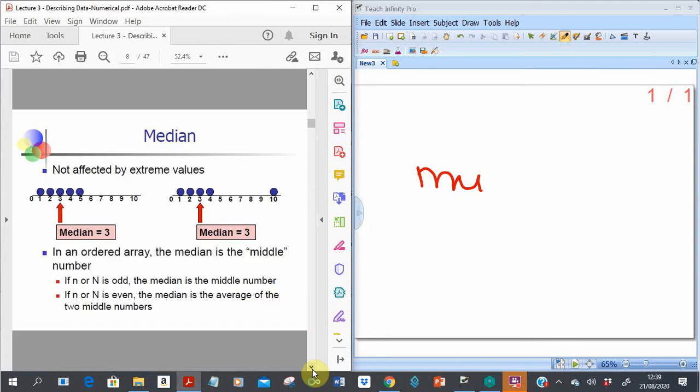The other measure of central tendency is the median. It's just the value in the middle. You have a 3, and you also have the 3. So it's not affected by extreme values. If n is odd, then you have one number in the middle. But if n is even, then you have to take the average of the two middle numbers.